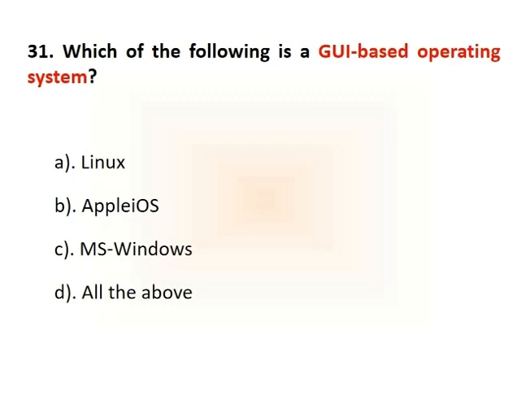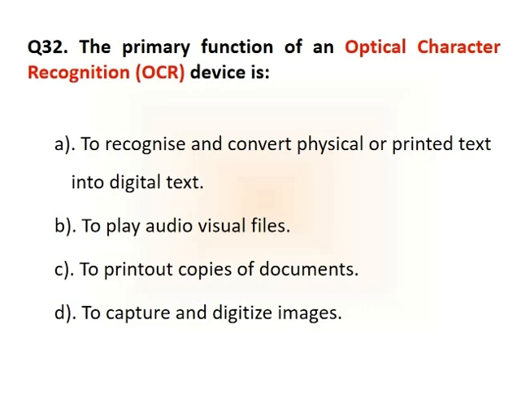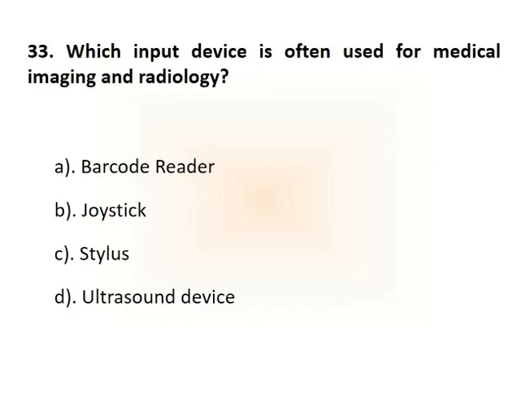Which of the following is a graphical user interface based operating system? Option number D, all the above. The primary function of an optical character recognition device is option number A, to recognize and convert physical or printed text into digital text. Which input device is often used for medical imaging and radiology? Option number D, ultrasound device.